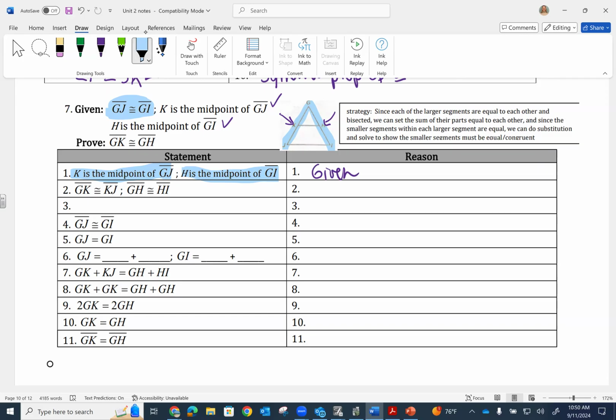Okay, got a question. If you have a midpoint, what happens to the two pieces on that side? If you have a midpoint, the two pieces have to be congruent to each other. So on each side, these two parts will match each other, and then these two parts will be congruent to each other. Why? The midpoint theorem.